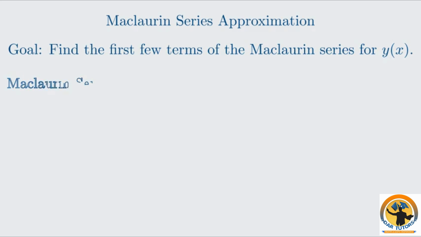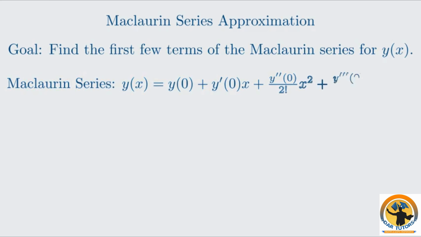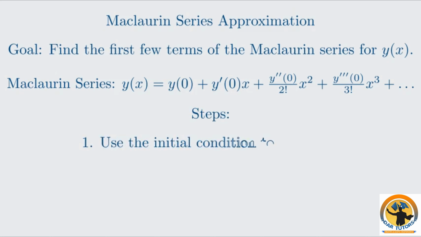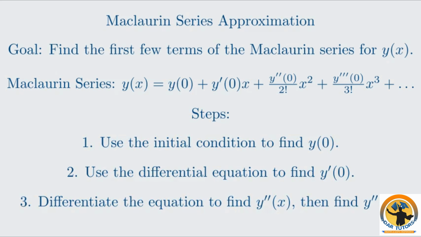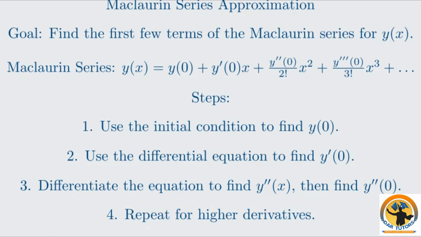Recall the Maclaurin series formula. It's an infinite polynomial where the coefficients are determined by the derivatives of the function evaluated at x equals 0. The strategy is to use the given differential equation and initial condition to find the values of these derivatives at x equals 0. First, we use the initial condition to find y of 0. Second, we use the differential equation to find y prime of 0. Third, we differentiate the differential equation to find y double prime and then evaluate it at 0. We continue this process to find as many derivatives as needed for the desired number of terms in our approximation.